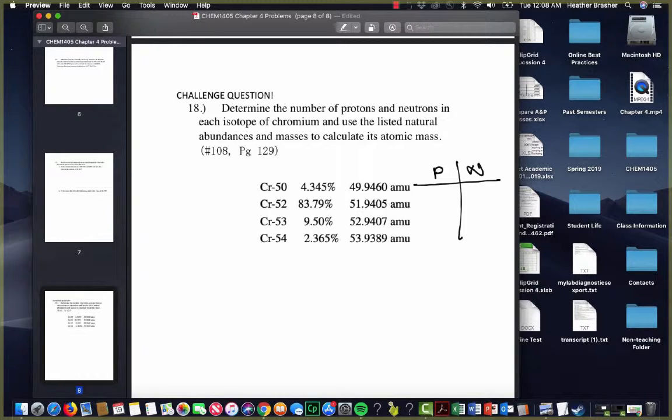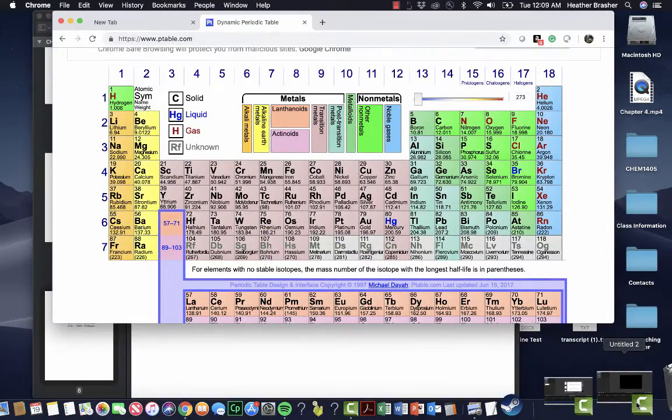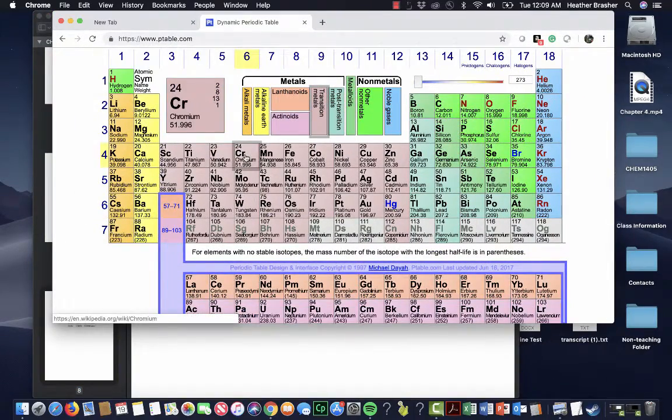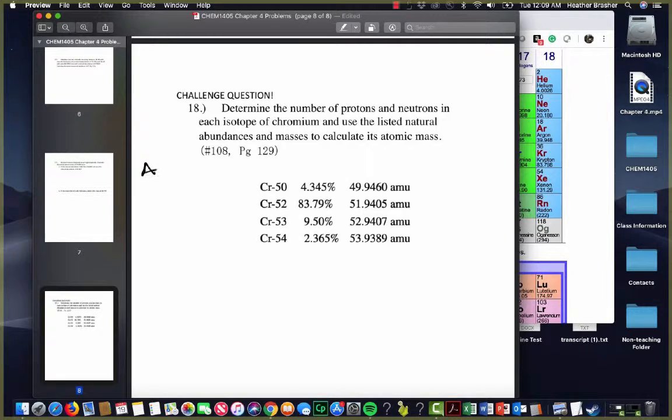So if you look here, let me go here, hold on. And let's go to chromium on our periodic table so we can see what the atomic number is. So the atomic number for chromium is 24. So let's go back here and let's start. Atomic number is 24. So for every single one of these, it's going to be 24 for the number of protons, right? Now, we determine the number of neutrons by taking the atomic mass here and minusing 24.